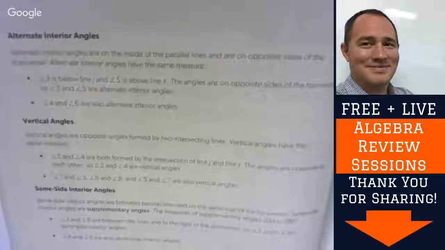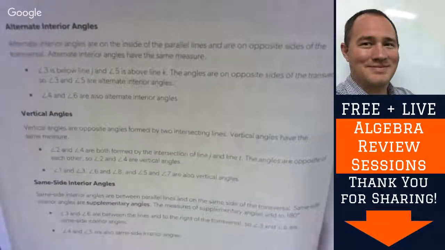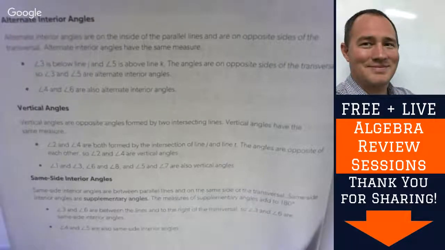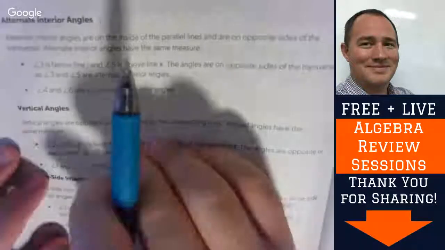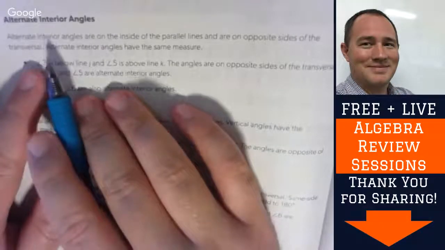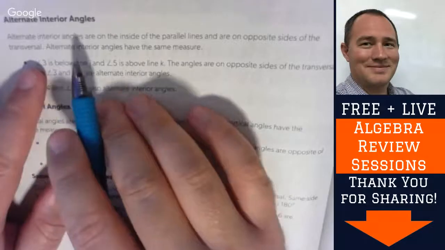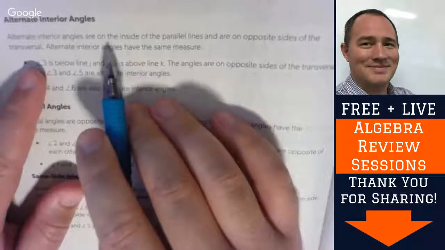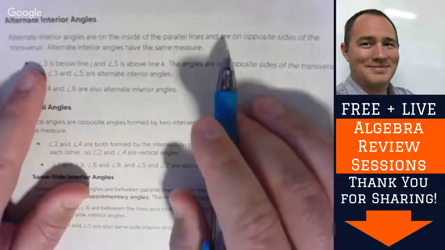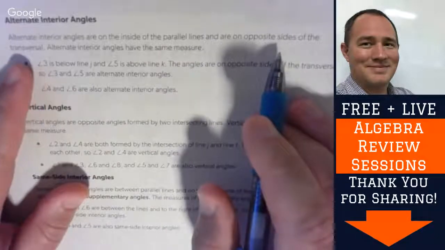We just covered alternate exterior angles, and of course we also have alternate interior angles. I bet you could probably figure it out from the definition, maybe a little bit self-explanatory. Alternate interior angles are on the inside of parallel lines and on opposite sides of the transversal.